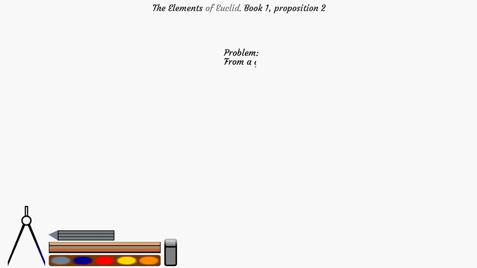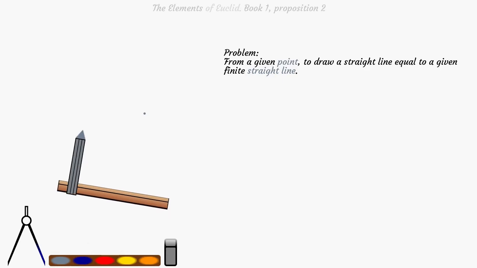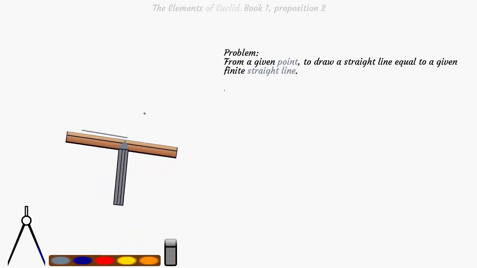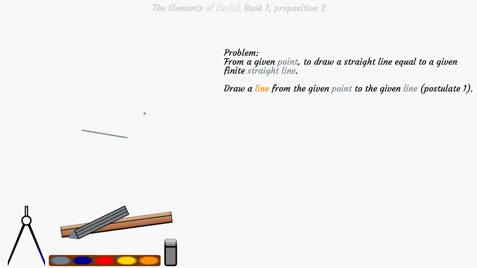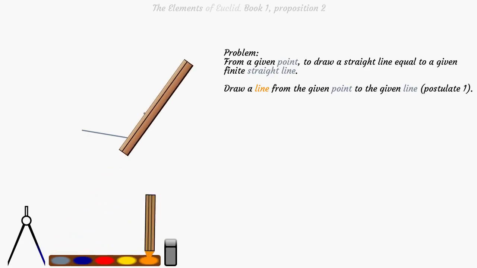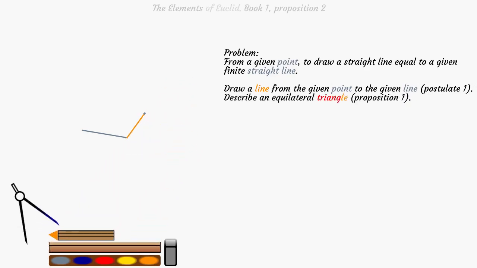Problem. From a given point, to draw a straight line equal to a given finite straight line. Draw a line from the given point to the given line, postulate 1. Describe an equilateral triangle, proposition 1.